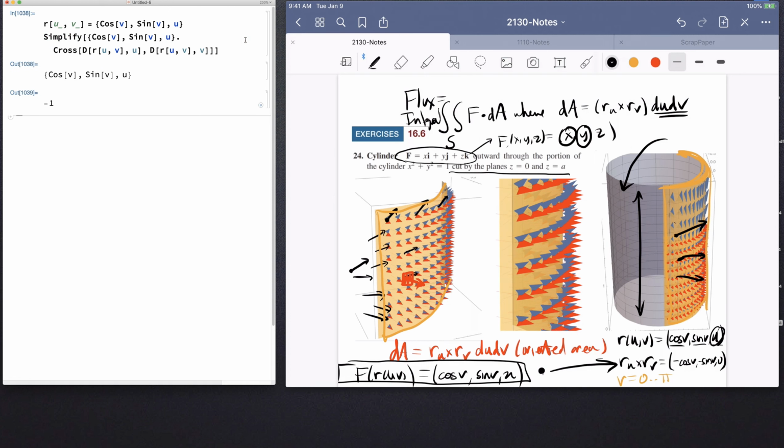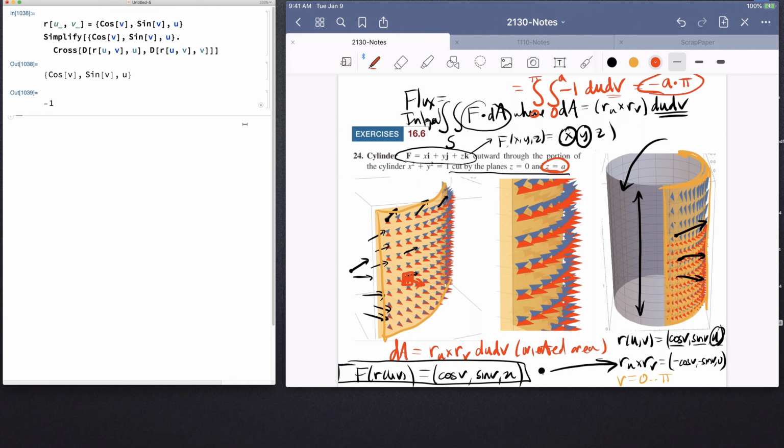Okay, so there we have it. When we do the dot product of the vector field and the surface, we get a double integral of -1 du dv, and u is going from 0 up to a because they want it to go up to a plane, and v is the angle, and we want that to only go through half of the cylinder. That is a pretty easy integral to compute. It would be -a multiplied by pi.